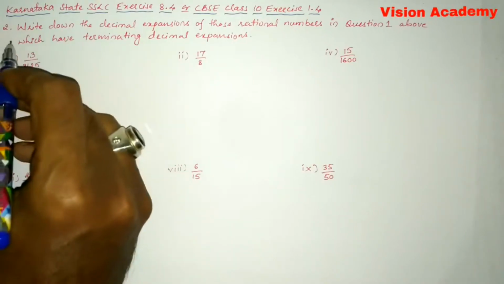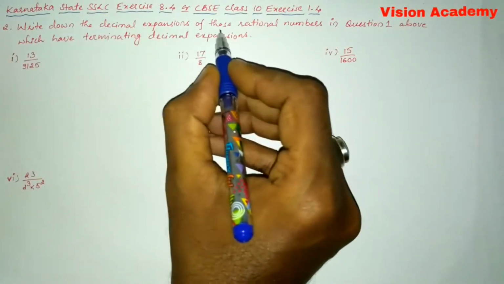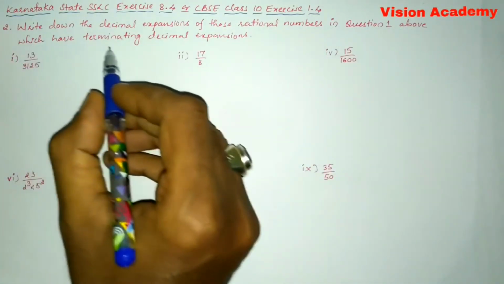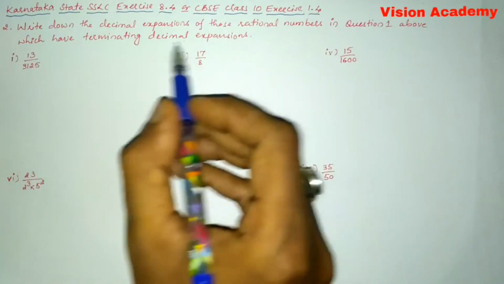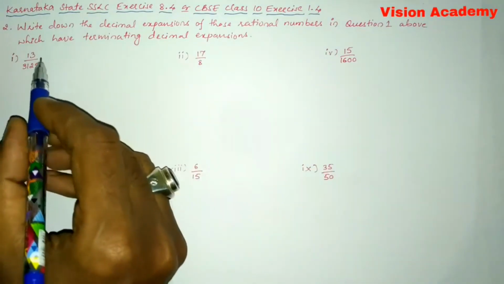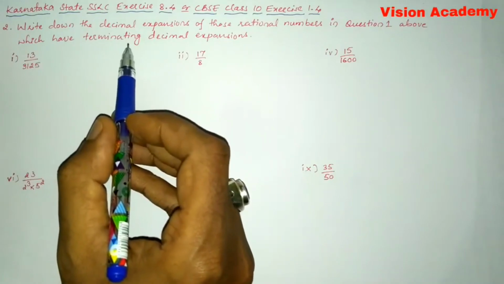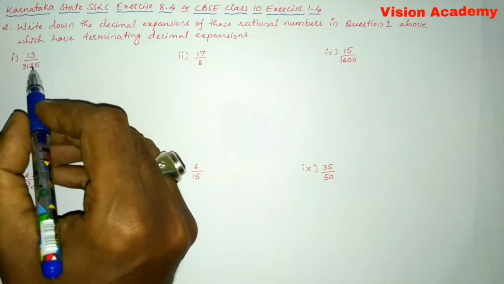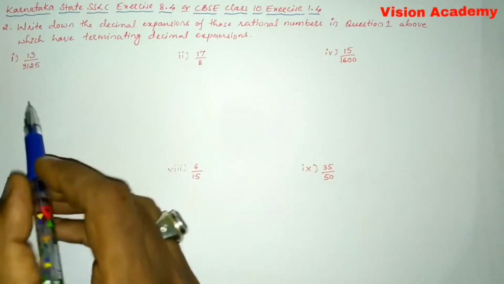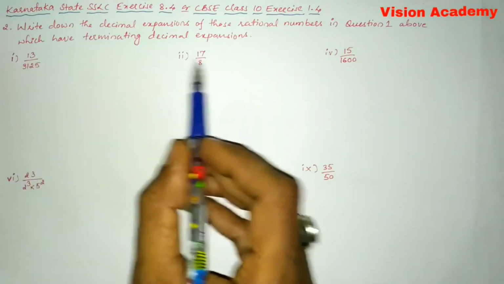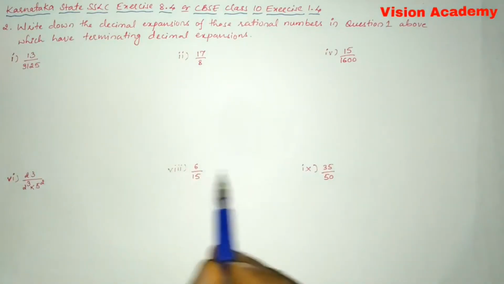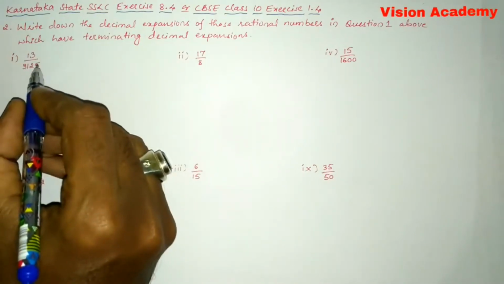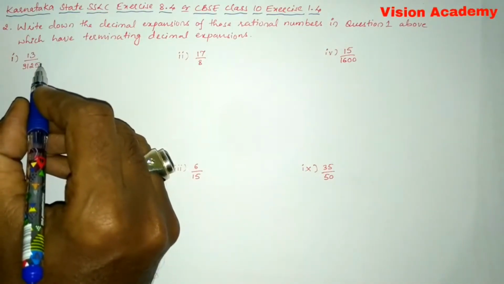Question number 2. Write down the decimal expansions of those rational numbers in question 1 above which have terminating decimal expansions. So in this particular question we have studied in the last video some of the expansions, that is decimal expansions, which were terminating. I have taken the first, second, fourth, sixth, 8th and 9th. So all these 6 were terminating. So let us convert this one into decimal fraction.